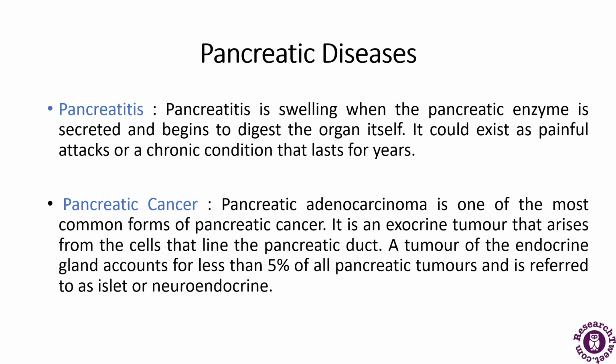Pancreatic cancer. One of the most common forms of pancreatic cancer is adenocarcinoma. It is an exocrine tumor that arises from the cells that line the pancreatic duct. A tumor of the endocrine gland accounts for less than 5% of all pancreatic tumors, and it is referred to as islet cell neuroendocrine tumor. So this was the part on pancreatic disease.